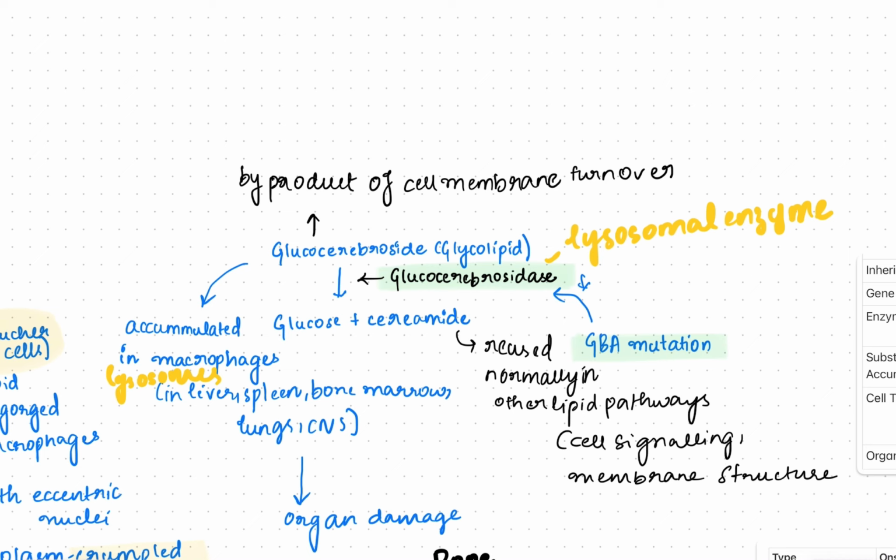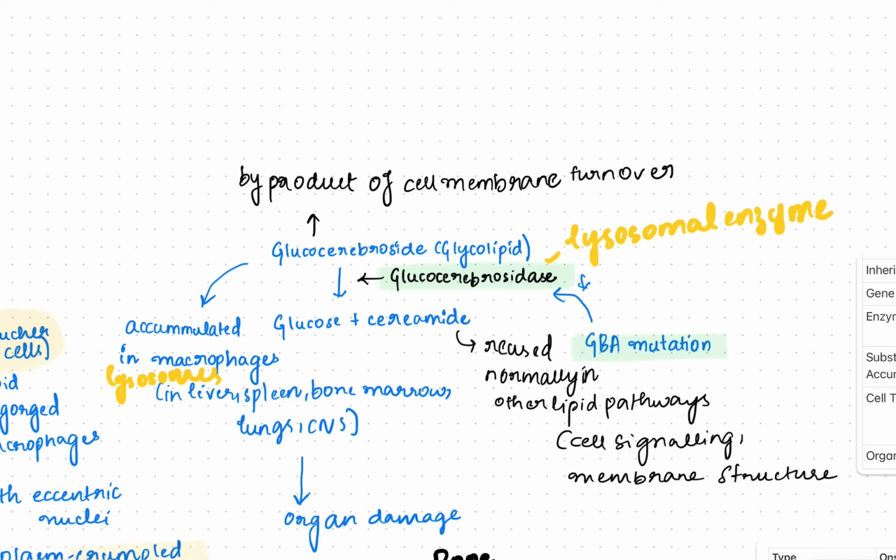The function of this glucocerebrosidase is that it breaks down glucocerebroside, which is a glycolipid, into glucose and a ceramide. Glucose and ceramide are lipid molecules. This ceramide is normally reused in other lipid pathways like cell signaling and membrane structure formation. So whenever there is a GBA gene mutation, this glucocerebrosidase enzyme is deficient.